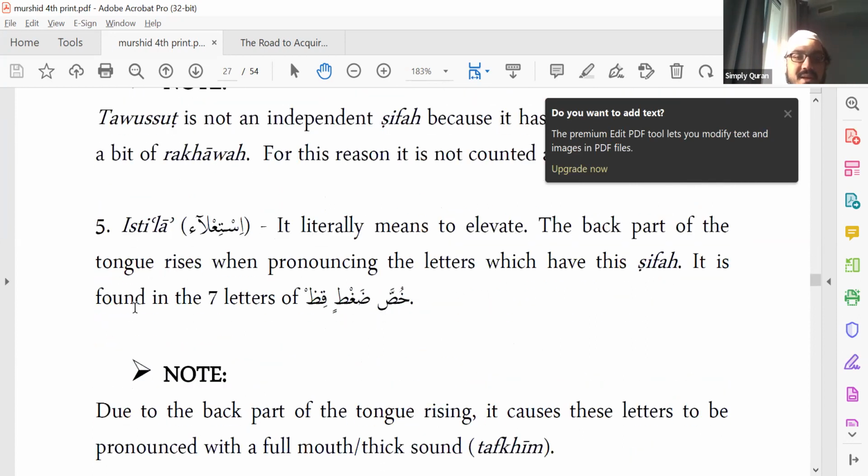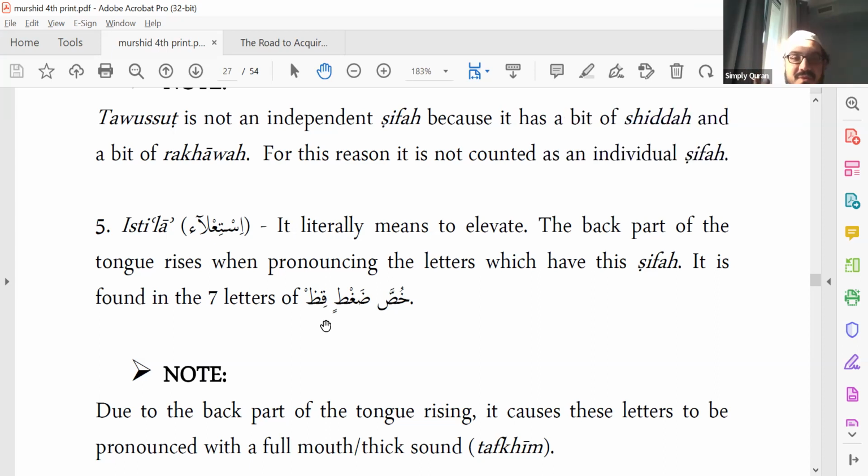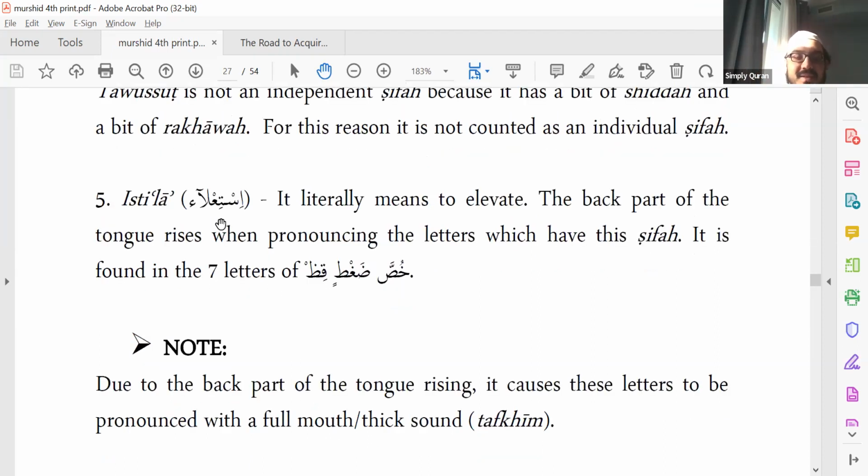Number 5 is Isti'la. Make sure you know the terms properly. It literally means to elevate. The back part of the tongue rises when pronouncing the letters which have this sifa. It is found in 7 letters. Khussa, Dagtin, Qil. Again, another mnemonic. This one's a mouthful, literally. When you're pronouncing these letters, it's a mouthful, and this mnemonic as well is a mouthful. Khussa, Dagtin, Qil. Read it a couple of times. Obviously, go back and practice. You have a week, inshallah. Should make sense. All of these letters are heavy.